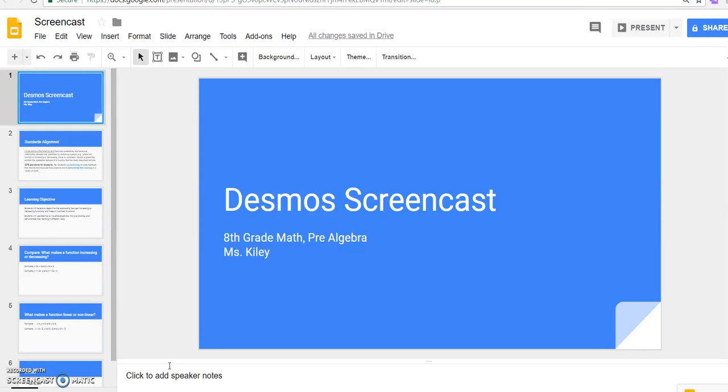We will be learning some new concepts in our functions unit using our Desmos graphing calculator app. And this app can be accessed with all of the iPads that we have in our classroom.